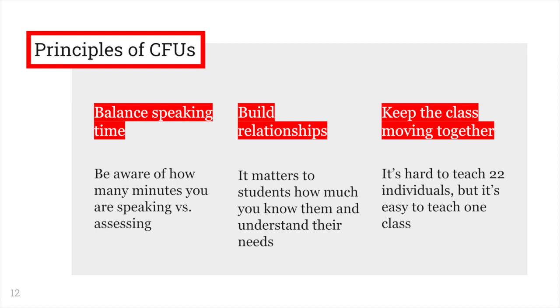So it's really hard to teach 22 individuals, but it's really easy to teach one class. And doing checks for understanding on a regular basis in your classroom and only moving the whole class forward when everybody in the class understands is a great way to keep the class together and make them accountable not just to you, but to each other for the knowledge and understanding of the subject matter.